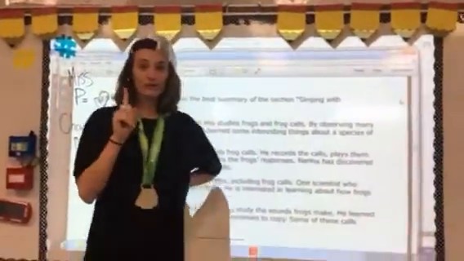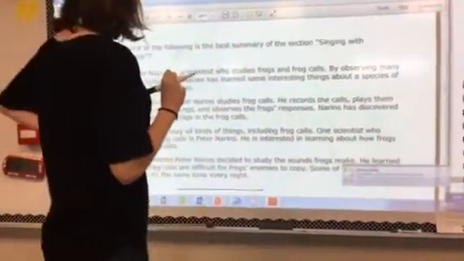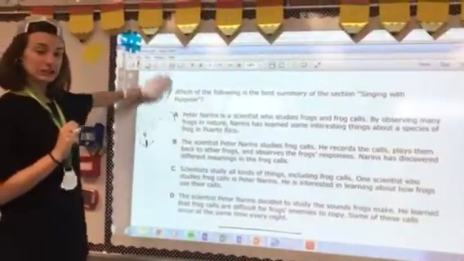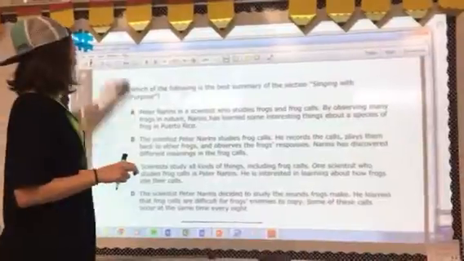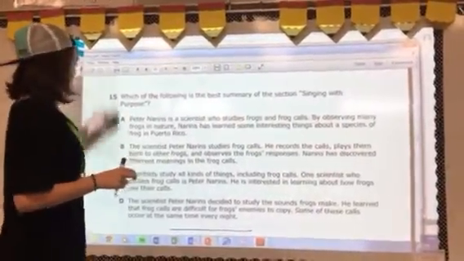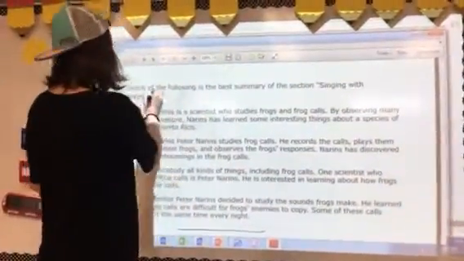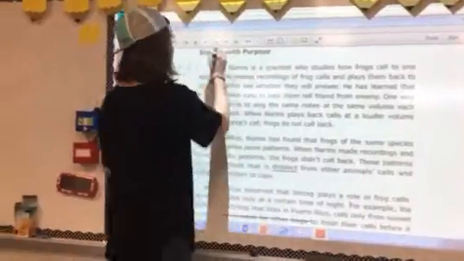Now, you know that your very first step when you have a summary question is to decide if the genre of the selection is literary or informational. So the first thing that I need to do is go back to my story after reading my question. Which of the following is the best summary of this section?